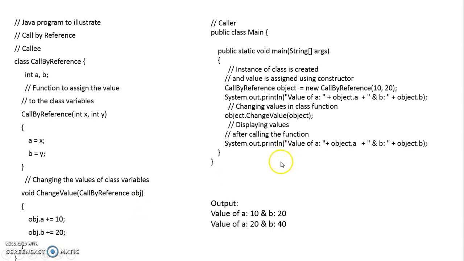And then I am printing the values of A and B, as this is called by reference. Here we are passing the reference. So the values of A and B will get changed to 20 and 40. So this is the main difference between pass by value and pass by reference. In pass by reference, the value got changed.